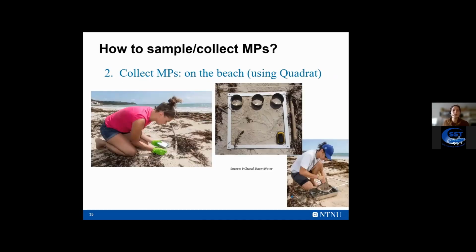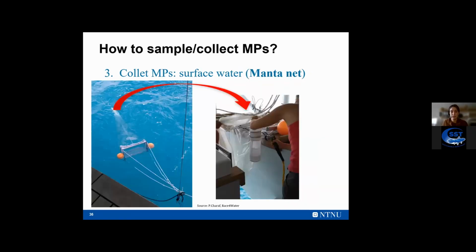Then we are also collecting microplastic on the beach. For example, we are using a quadrat. So this is a quadrat. It's a square that we just put on the sand, and inside this, we take some subsamples to characterize the pollution on the beach. Then we are sieving, you can see here, we are just sieving the sand and trying to collect the microplastic.